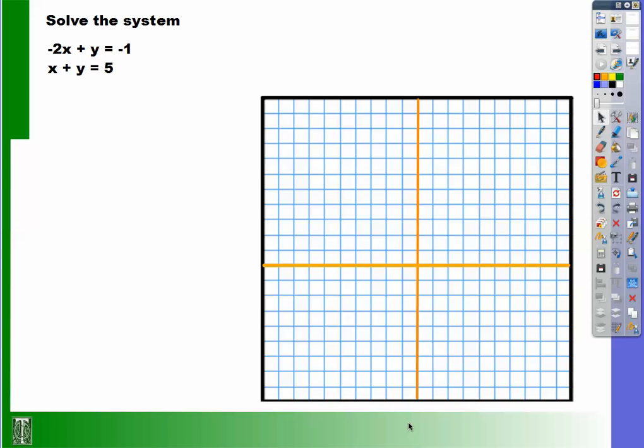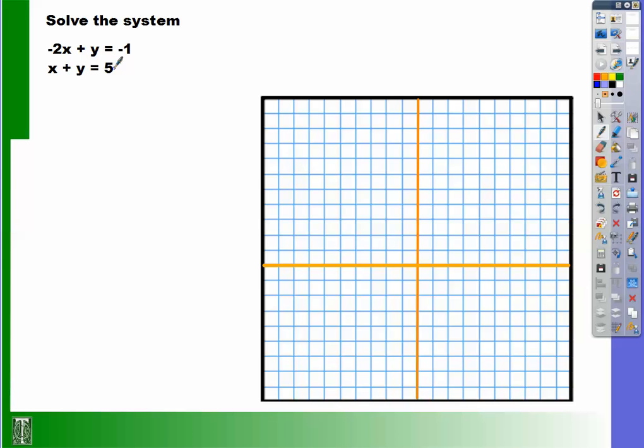So let's get started. We have two equations. We have negative 2x plus y is equal to negative 1, and we have x plus y is equal to 5. And so we want to graph these. Now, in order for us to graph these, we really want to get them in y equals mx plus b form. Right now it's in standard form.